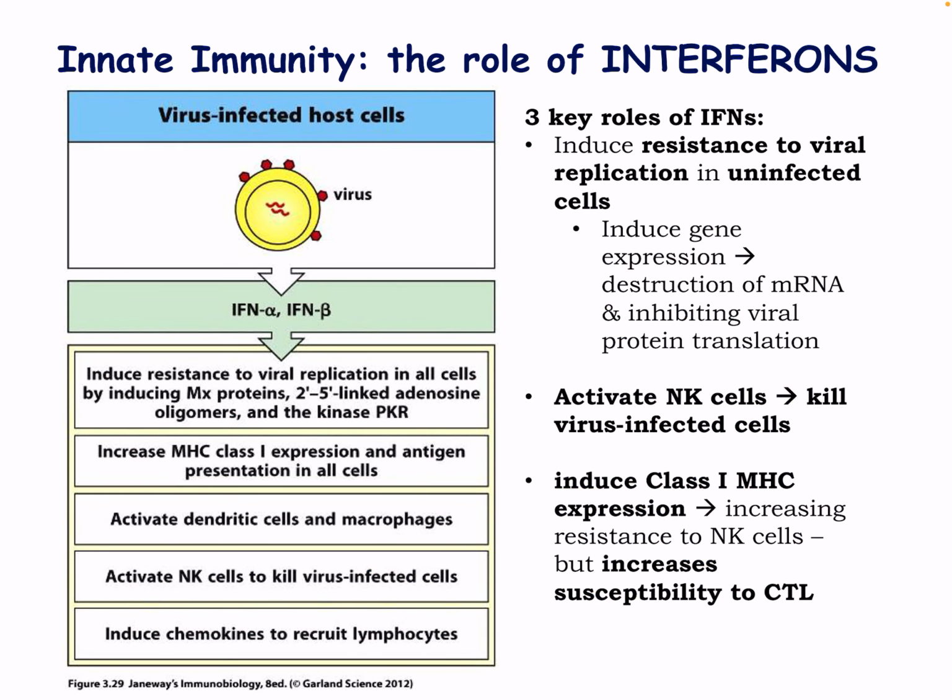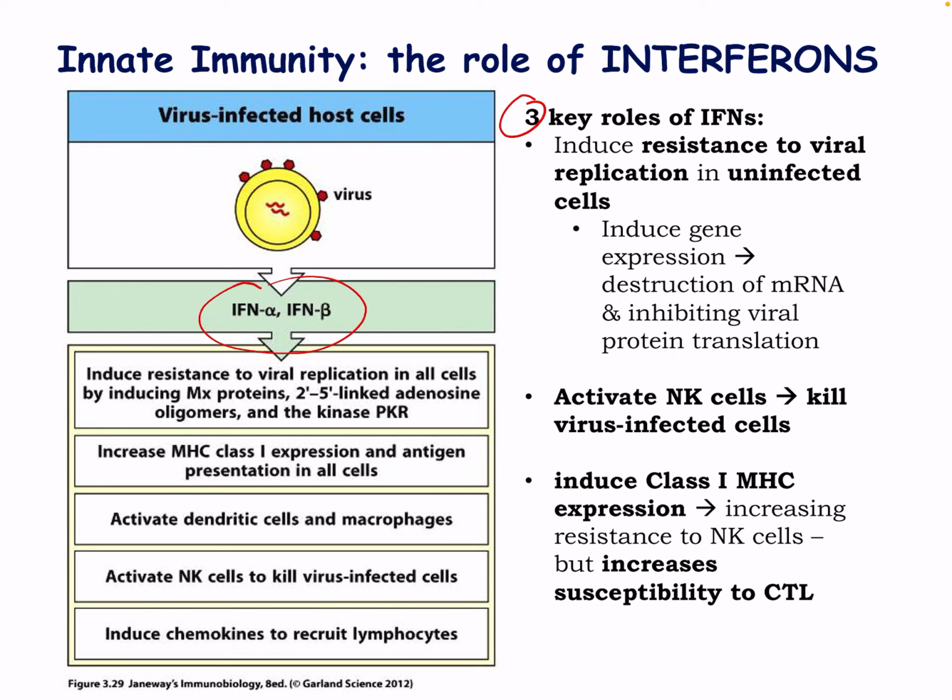So again, just a quick summary. We got our interferon alpha and beta here, and our three roles we discussed: resistance to replication, NK cells, and class 1 MHC. So now we're going to take a more detailed look at NK cells in this section. So again, quickly, NK cells are activated by interferons and macrophage-derived cytokines, which we'll talk about later, to serve as an early defense against certain intracellular infections.